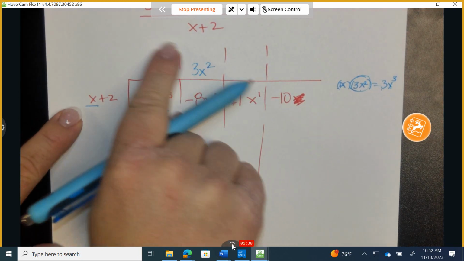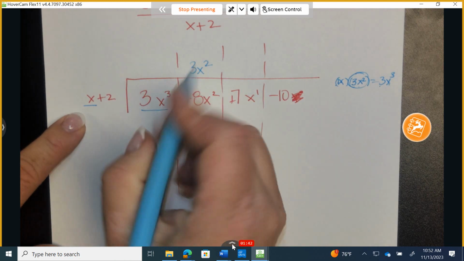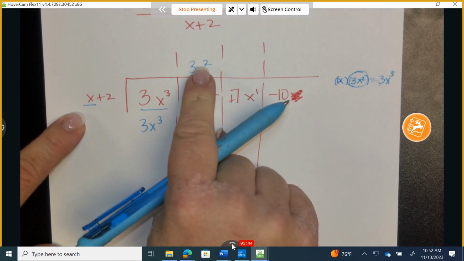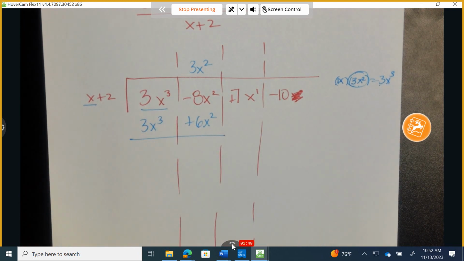Now I'm going to distribute. So I'm going to multiply this. I'm making this rainbow shape to the x. 3x squared times x is 3x cubed. 3x squared times 2 is a positive 6x squared. I'm on to step number 3.